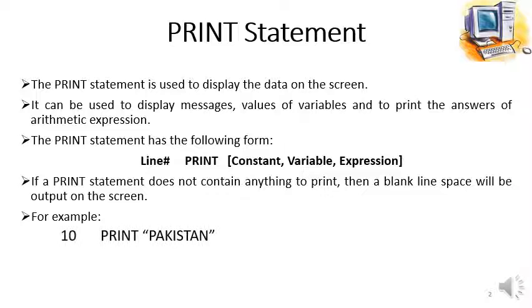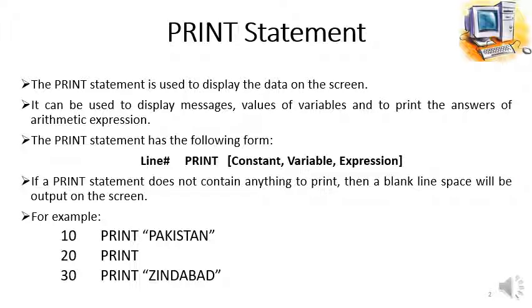For example, at line number 10 we have a statement print Pakistan. Pakistan is a string and it is enclosed in double quotation marks. On the second line we are writing print. Here you can see that on the second line we have just written the keyword print and there is nothing to display. And on the third line, line number 30, it is written print Zindabad, which is enclosed in double quotation marks because it is a string.